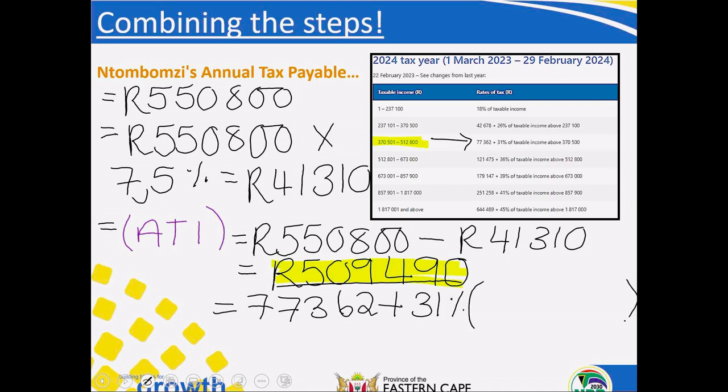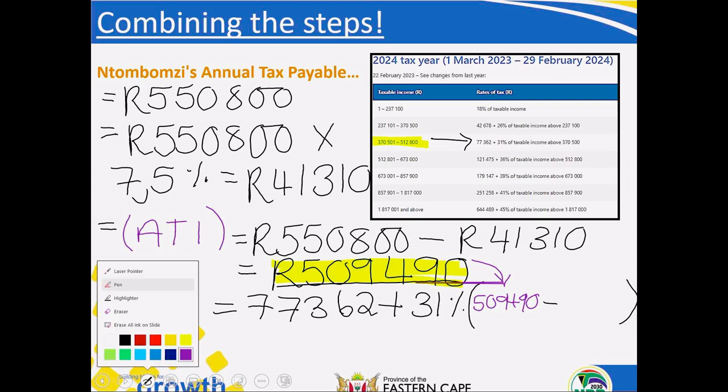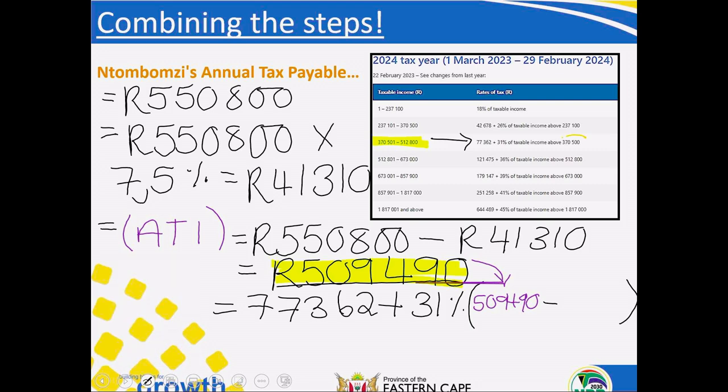We open those brackets. We have our minus. So, our annual taxable income always is written first. And as I mentioned previously, the value at the end of the rate goes into the last portion of the brackets.